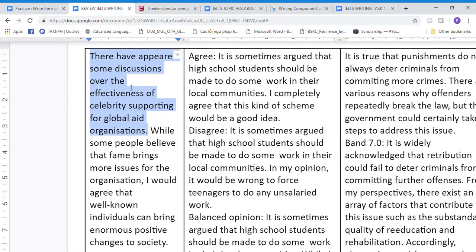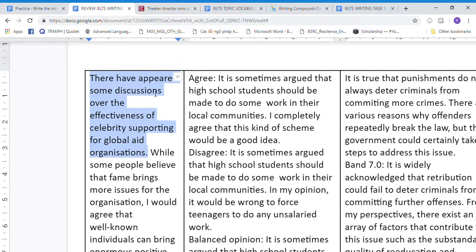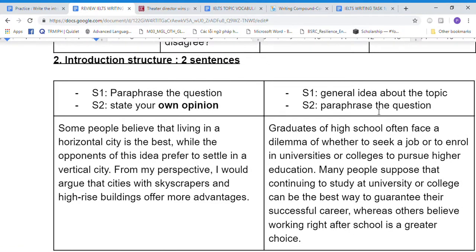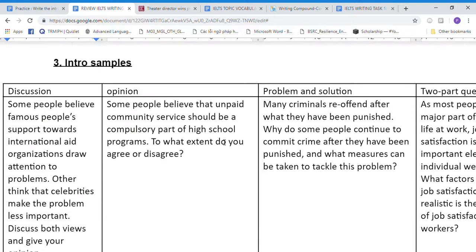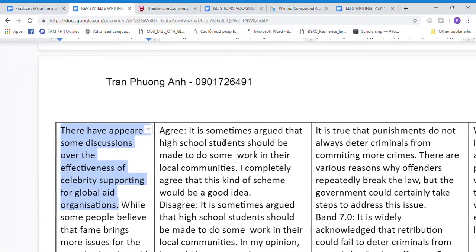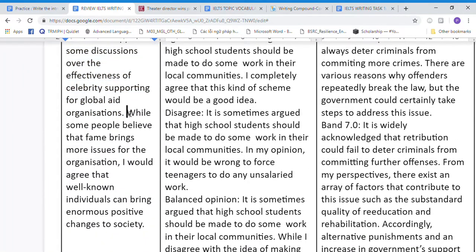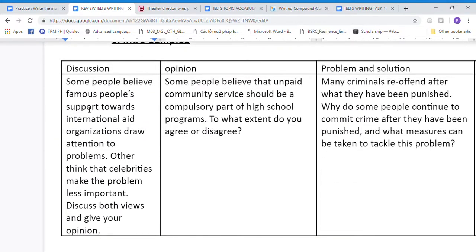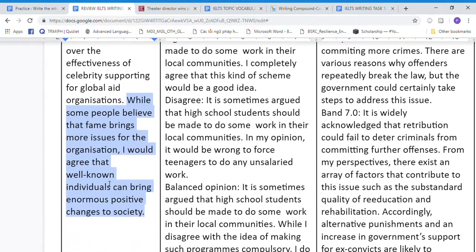Thì cái này nó không phải là paraphrase mà nó là gì nhỉ? Give out general idea about the topic. Chính là cách 2. General idea about the topic. Còn while some people believe that fame brings more issues for the organization, I would agree that well-known individuals can bring enormous positive changes to society. Câu này hoàn toàn là paraphrase câu hỏi. Câu hỏi có hai cái câu này đã paraphrase lại thành một câu như thế này.